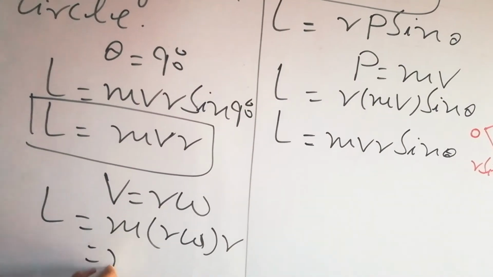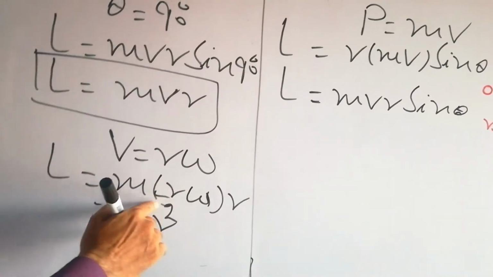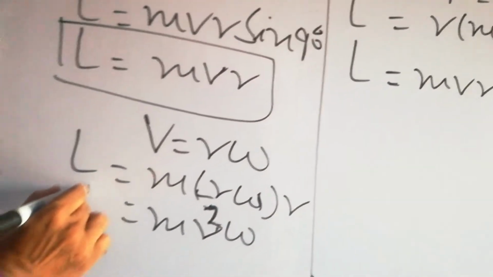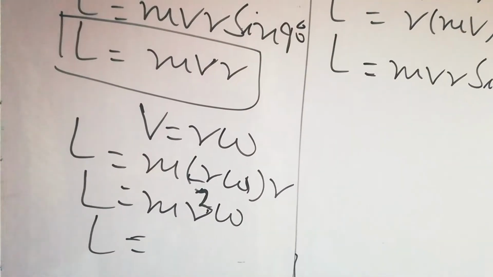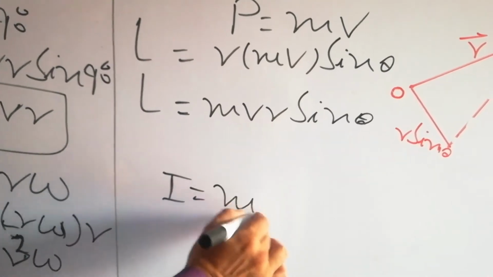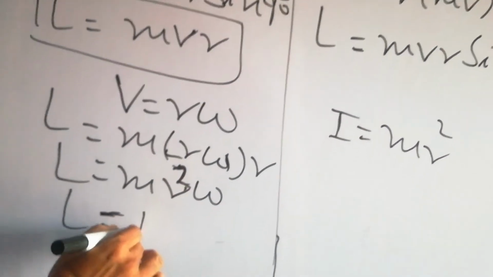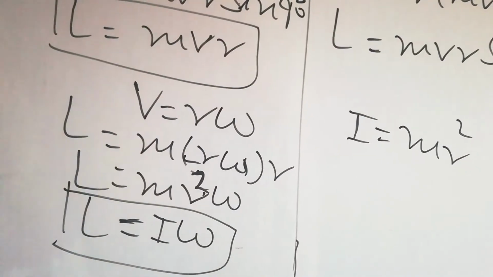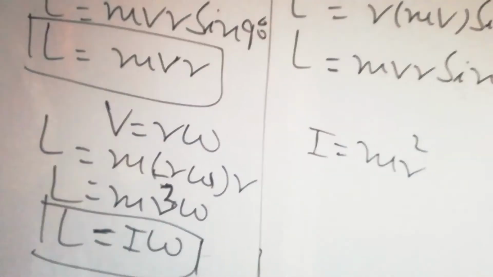So by inserting values, we have m r square omega. So that is the angular momentum. So angular momentum is equal to m r square omega. But I, that is the moment of inertia, is equal to m r square. So putting this value, L is equal to I omega. So we get another relation for angular momentum, L is equal to I omega.